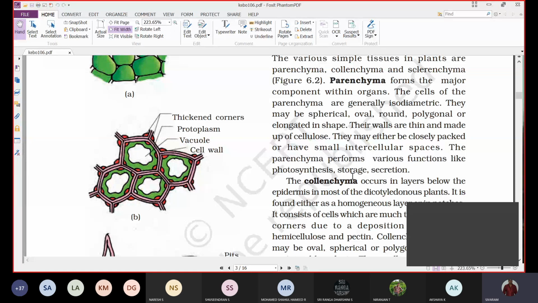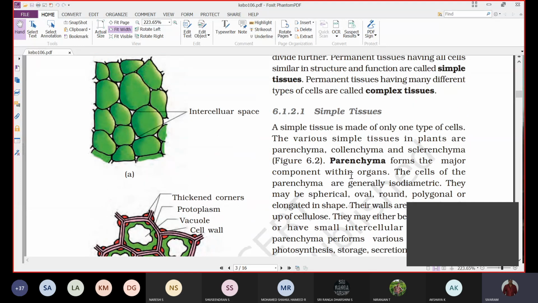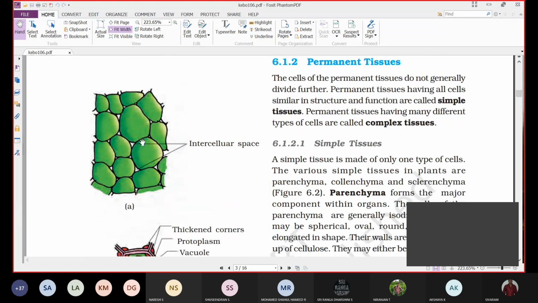So this parenchyma is showing different ways. This is the living tissue parenchyma, and it is present in the major organs and is a major part of the living tissue. And next, the cells of the parenchyma are generally isodiametric. That means they are usually of equal size, round or oval or spherical or polygonal or elongated.